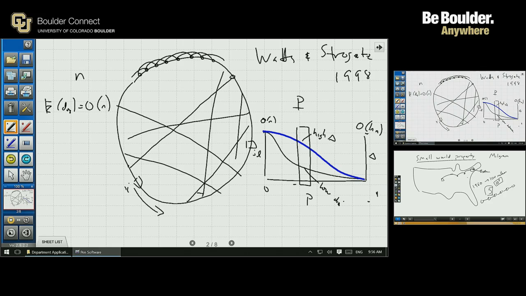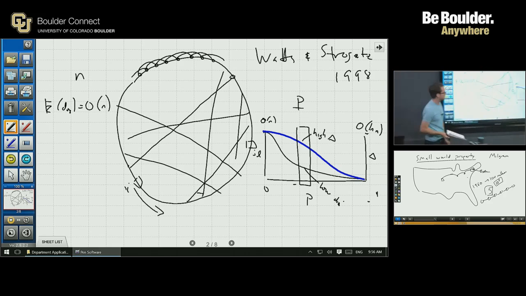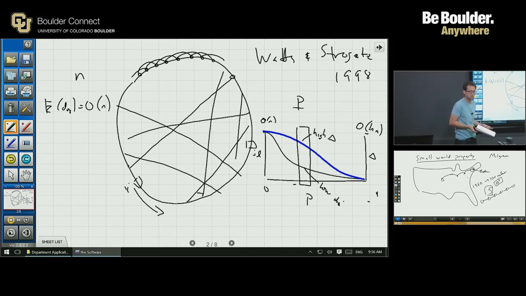So it is possible to have this small world property that resembles real social networks. You can have short distance between all pairs of people and still have the sort of local structure in which you have lots of triangles and so on. That's what Watts-Strogatz showed.